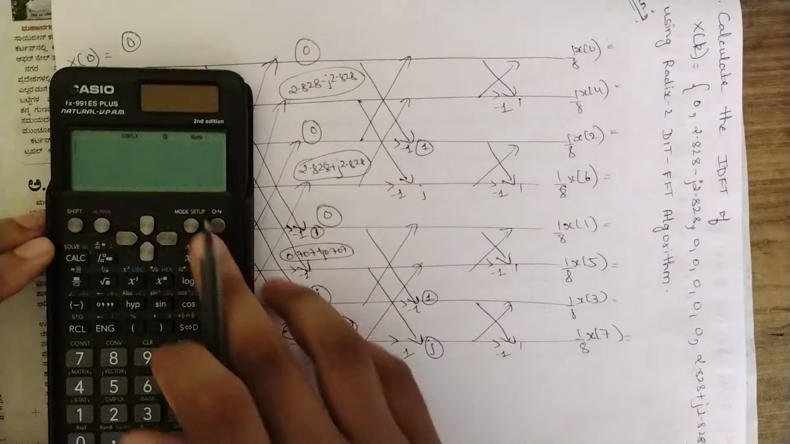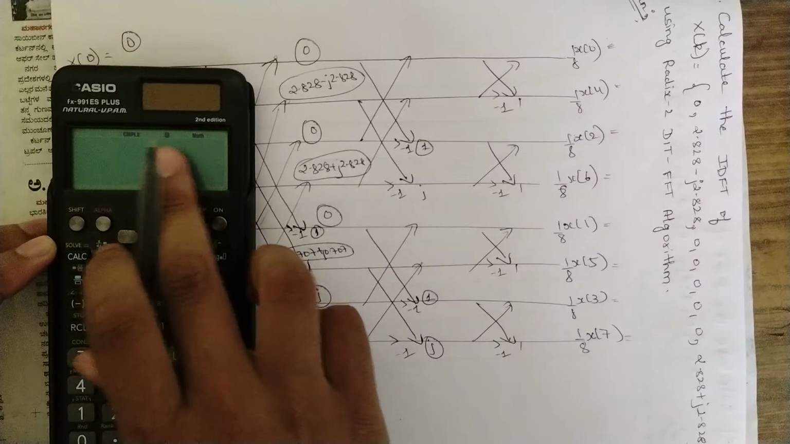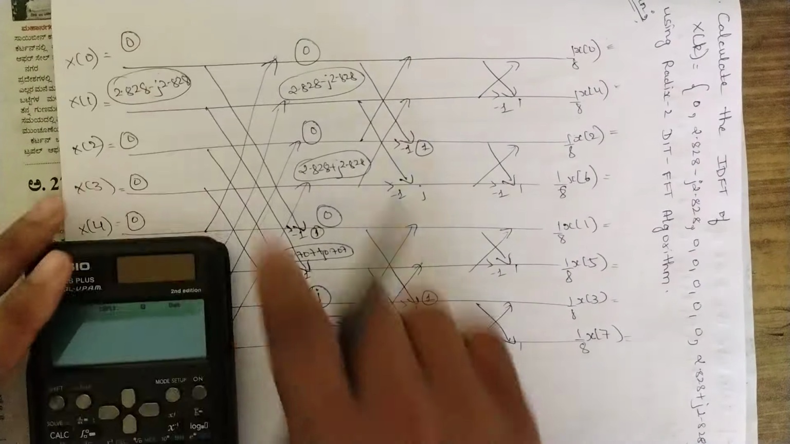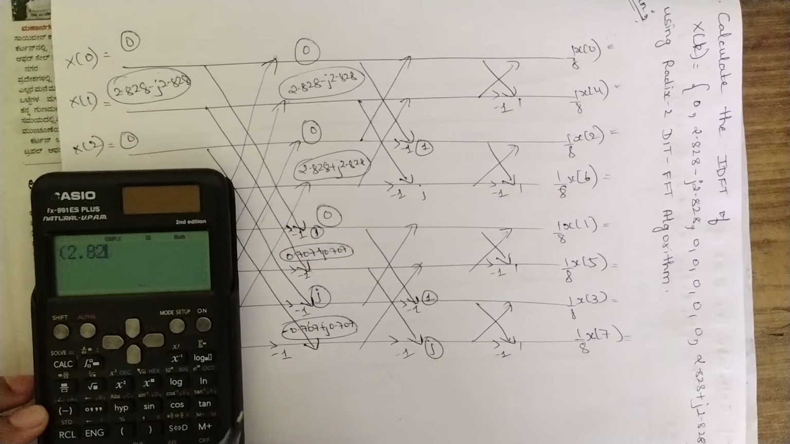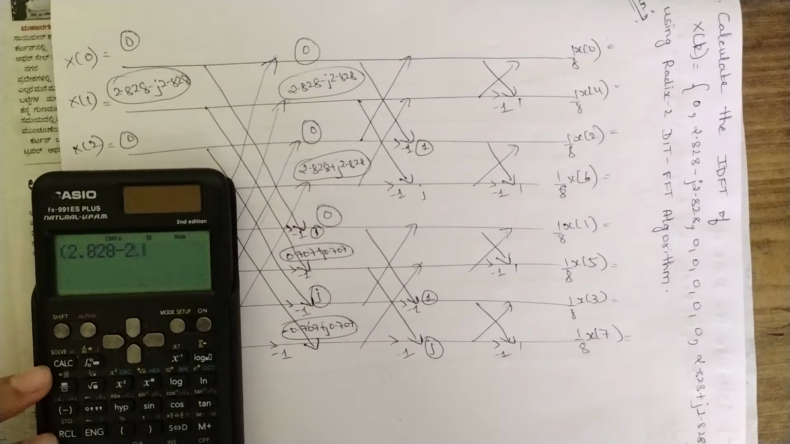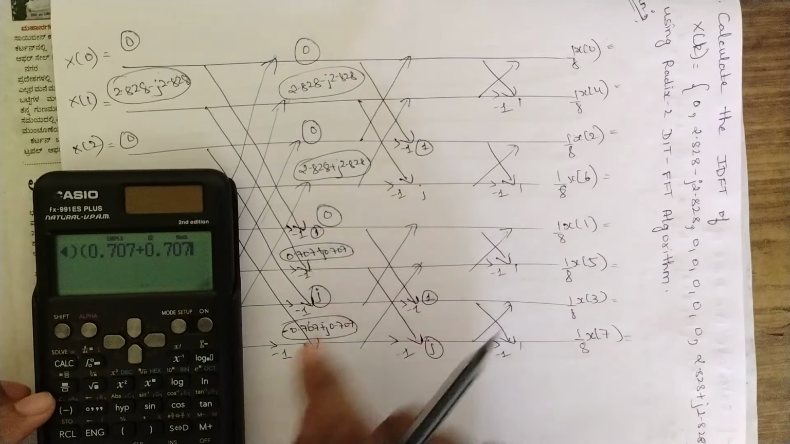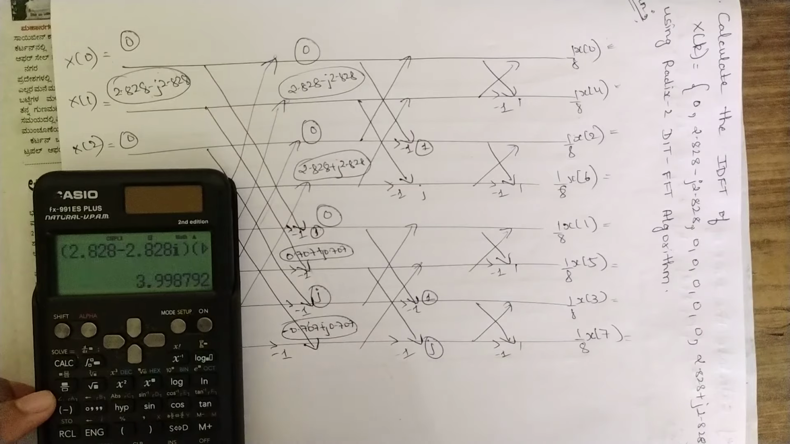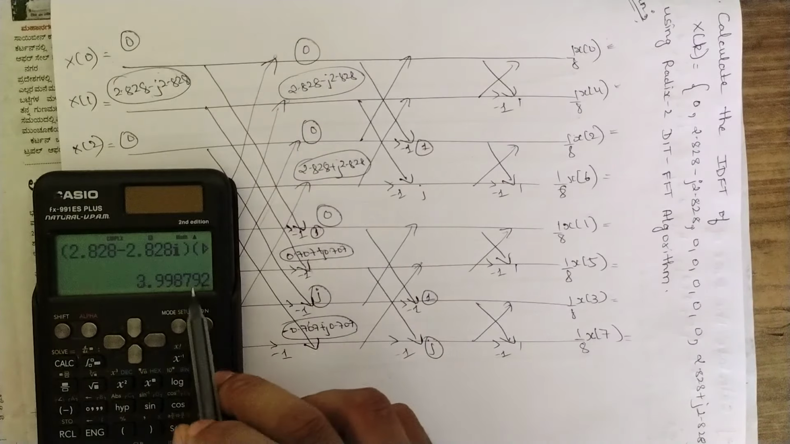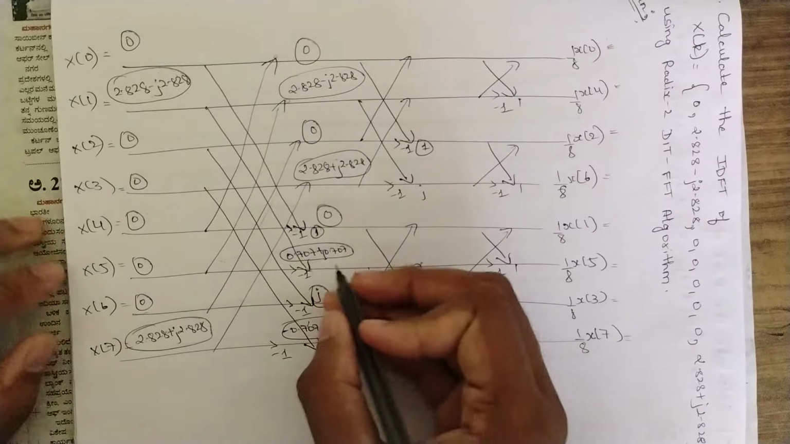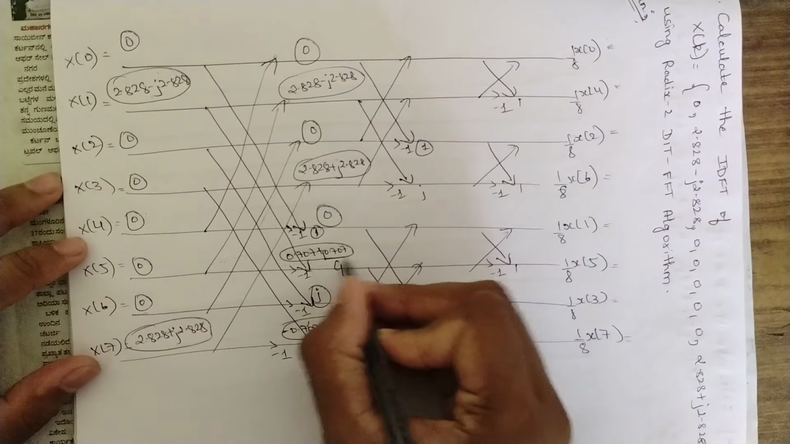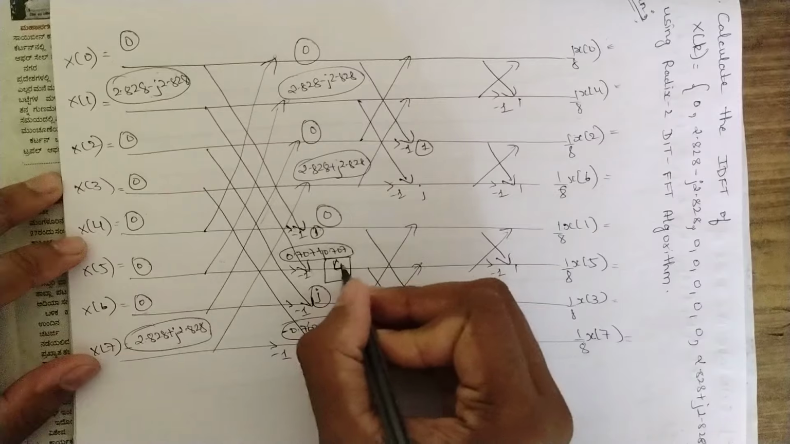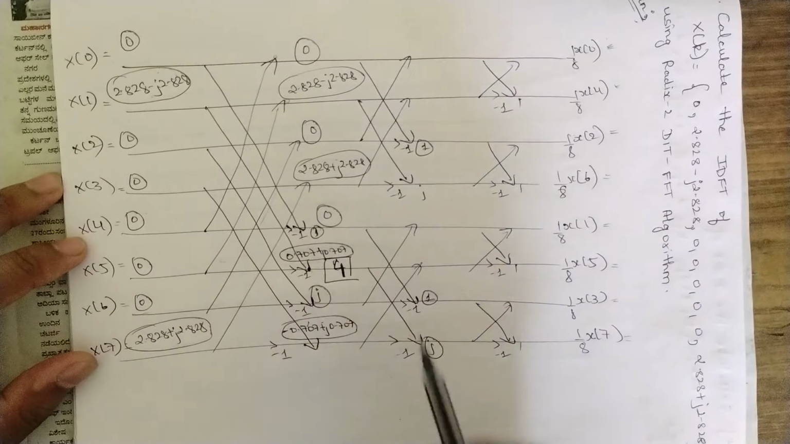Okay, take the calculator, check that it is in the complex mode. This term 2.828 minus 2.828 i into this term, that is 0.707 plus 0.707 i. You would be getting around 3.998. You can round it off and write it as 4. Okay, I'm highlighting here in a box. Okay, that is our answer, 4 at this point.